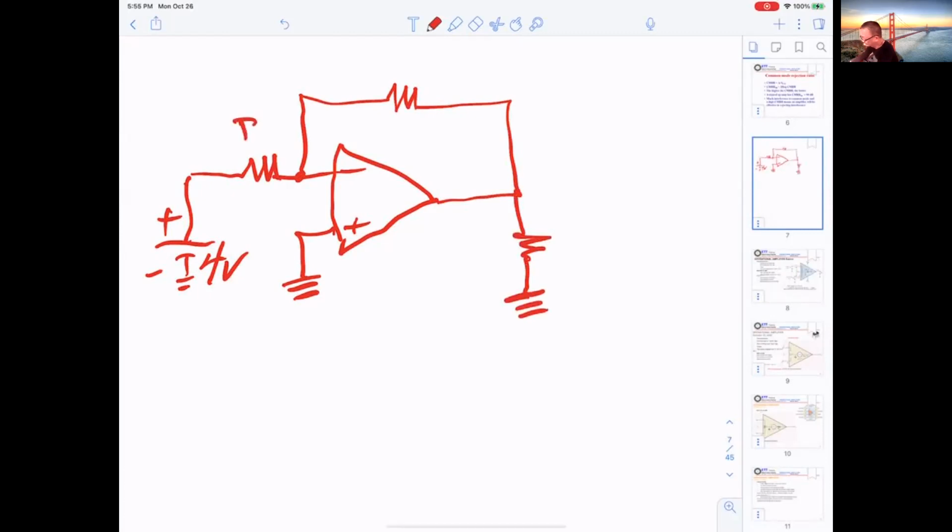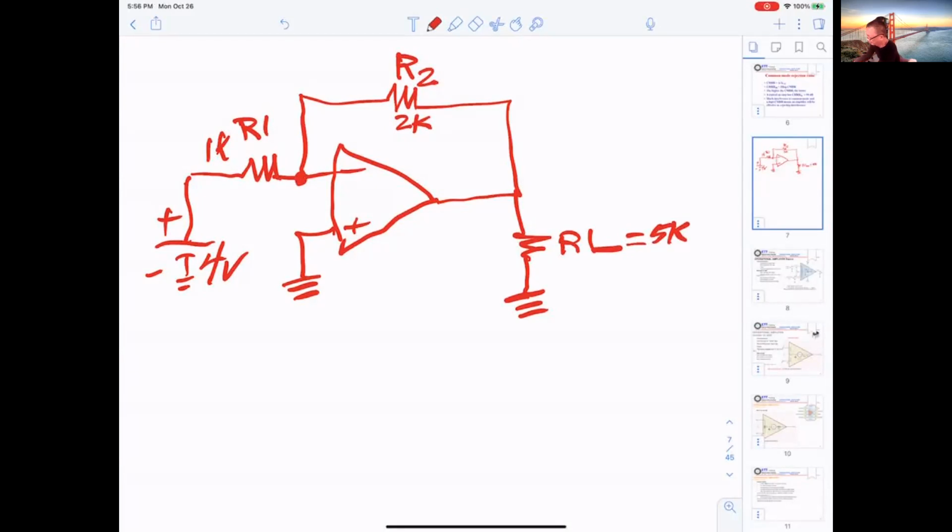Okay, you get R1, R2, load. Okay, R1, I give you 1K, R2, 2K, RL, 5K. Okay, that's what we call an inverting amplifier. And this one they call a virtual root.